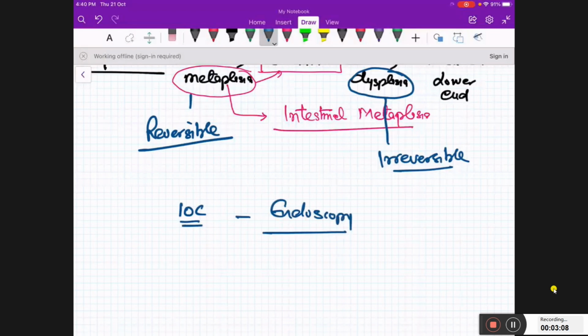Now, can anyone tell me, this is a metaplasia, right? So it's a microscopic change. Now, can you make out a Barrett's esophagus through naked eyes? Yes or no?